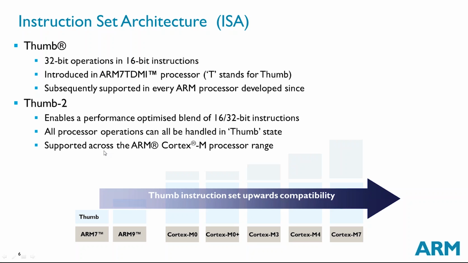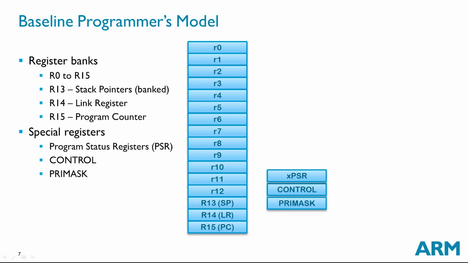If we take a look at the baseline programmer's model that is shared between all Cortex-M cores, we see that there are 16 registers, with the last 3 having special usage. Register 13 is the stack pointer. Register 14 is the link register, which stores the return address when making a function call. And register 15 is the program counter.